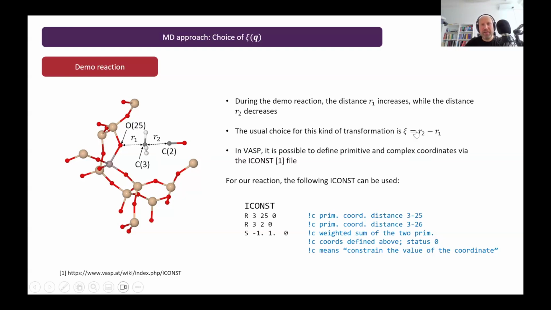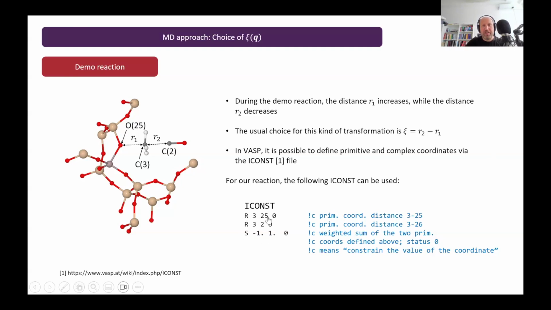Looking at our candidate reaction coordinate, you see it's defined via the distances R1 and R2. Each distance is defined via the atomic positions of the atoms involved. So R1 and R2 are primitive coordinates, but in Xi these primitive coordinates are combined together. So Xi is of this type, a complex coordinate. Now the format of the iconst file is as follows. Each line defines one coordinate, primitive or complex. If you have a complex coordinate in your definition, you always have to start with the primitive coordinates that define the complex one. This is also our case.